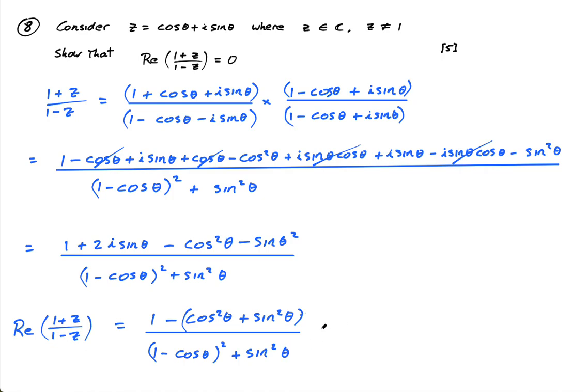And it is, because this is equal to 1 minus 1, because cos squared theta plus sine squared theta is 1. That's the Pythagorean identity. So it's 1 minus 1 over this again, and this equals 0. And that's what they wanted us to show, that the real part equals 0. So we've shown it. QED.